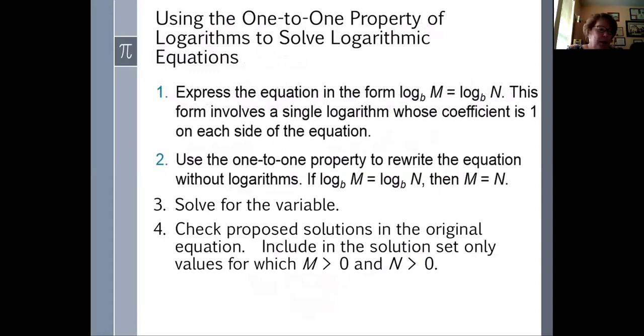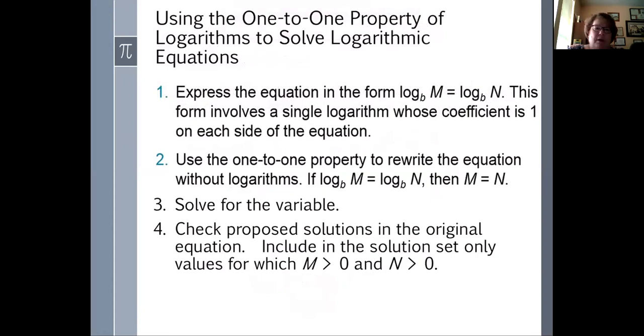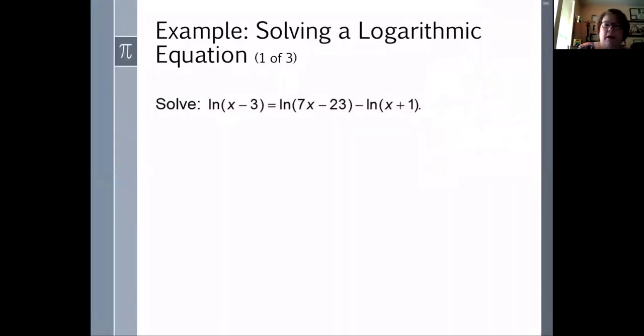All right, the one-to-one property. Oh, I got a text message coming through. Sorry about that. I think I'll put myself in airplane mode here real quick so no more text comes through. There we go.